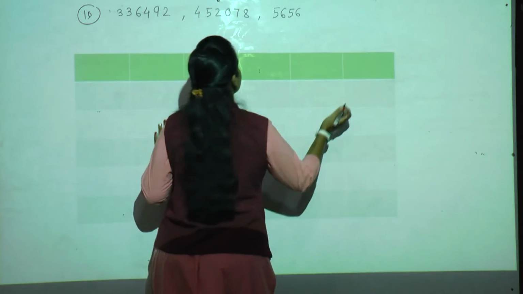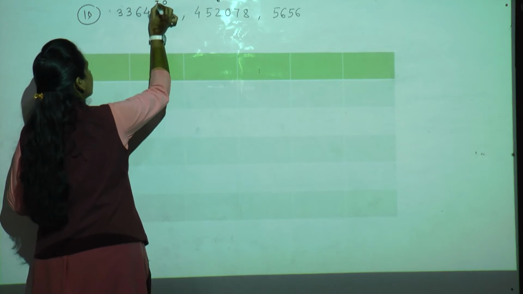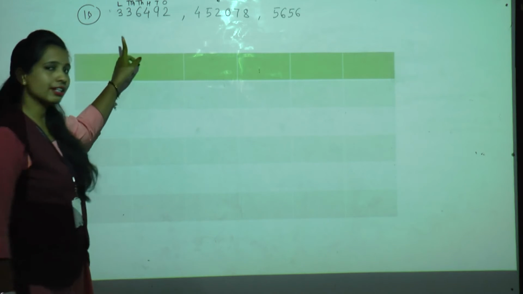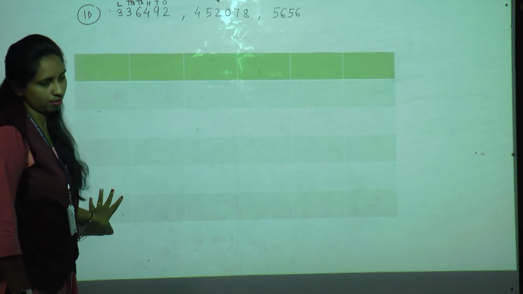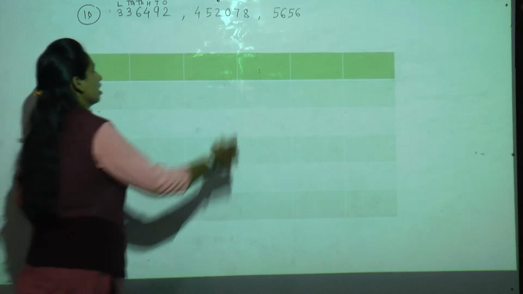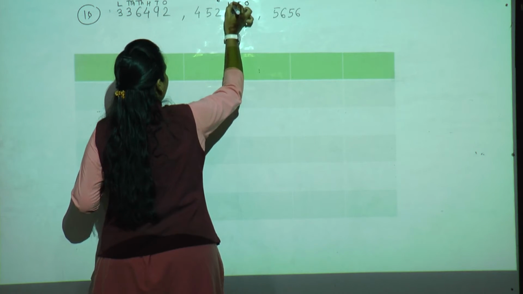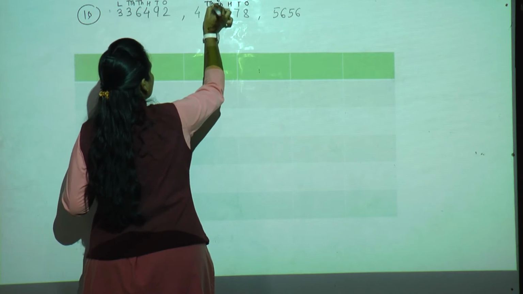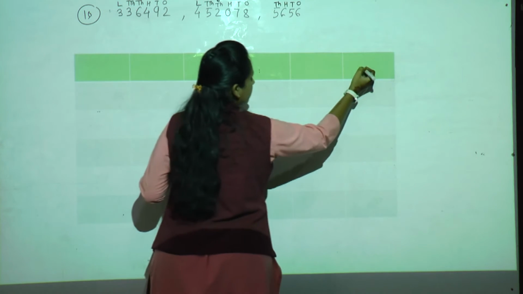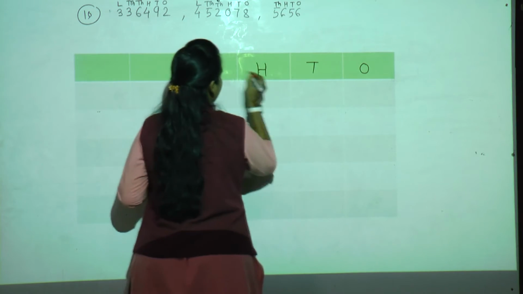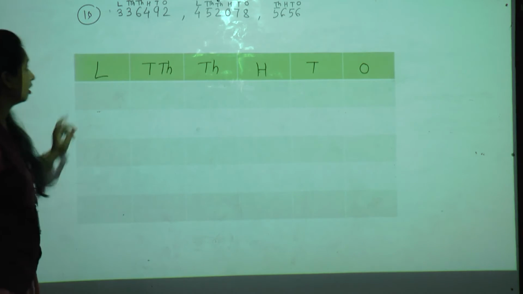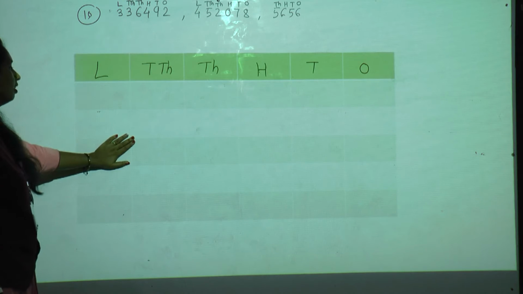So let us write place value: ones, tens, 100, 1,000, 10,000, lakh. Once you write the place value, you will understand how many columns you have to draw. So 6 digits, you are going to draw 6 columns. Here ones, tens, 100, 1,000, 10,000 and lakh. I'll start from here. Now I'll place the numbers in the columns.